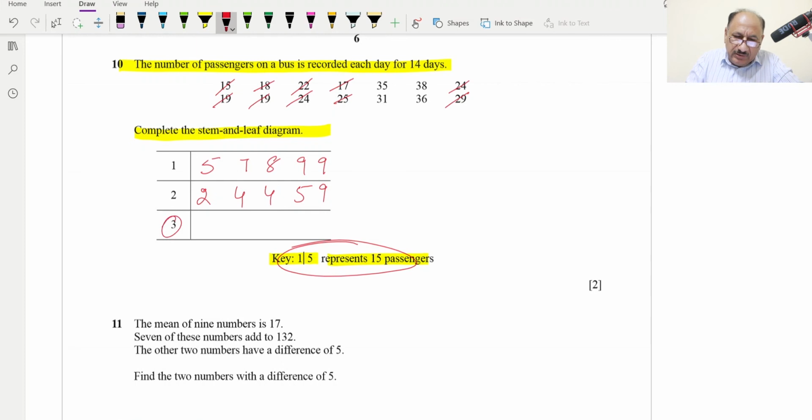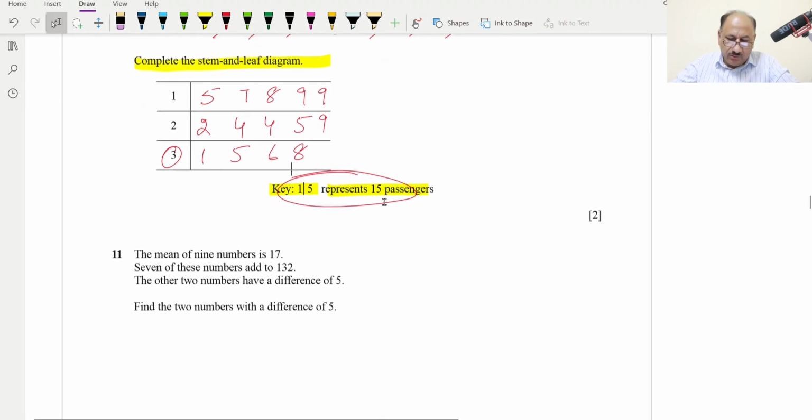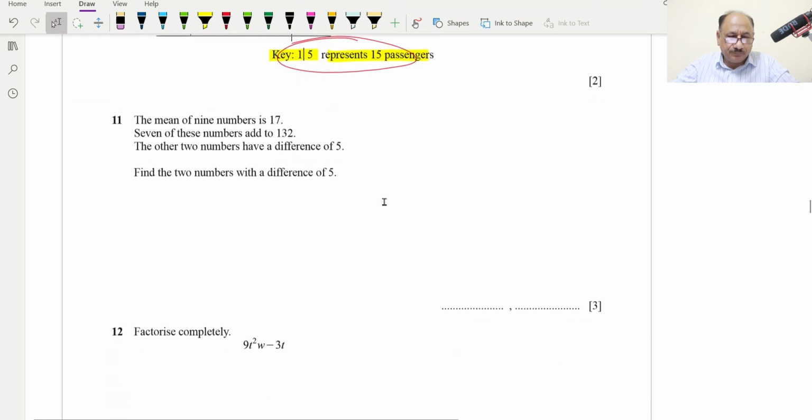Then we can take 3, and for 3 we can take 31, so 1 will be here, and next will be 35, so 5 will be here, and 36, so we can write 6 here. Then 38 and 38 will be this one. So we are done with all the numbers, and this is basically the stem and leaf diagram which we wanted to complete. This is a 2 mark question.